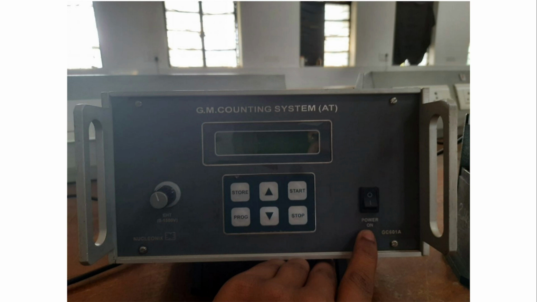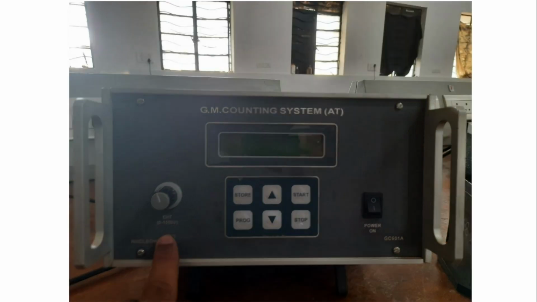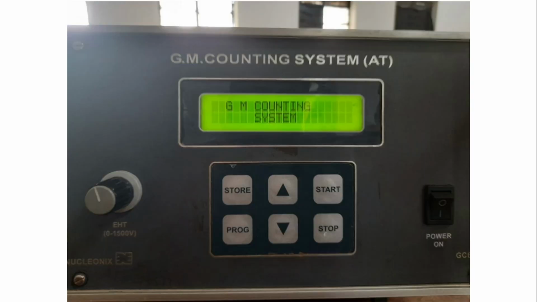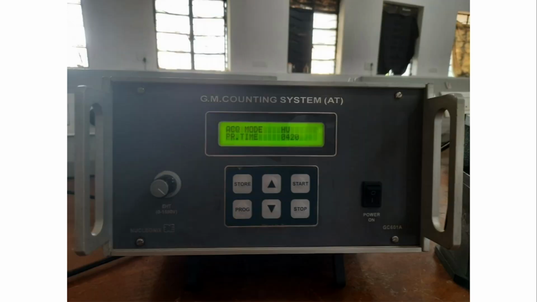In the GM counter, there are a lot of things you need to preset before performing this experiment. You need to power it on here. Later, change the voltage using this knob. This is where it is going to display all the data about voltage, about the time you want to preset, about the number of radiations and so on. This is how it is going to look when you start the GM counting system.